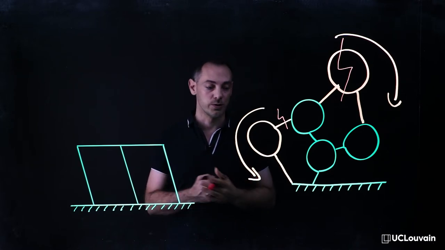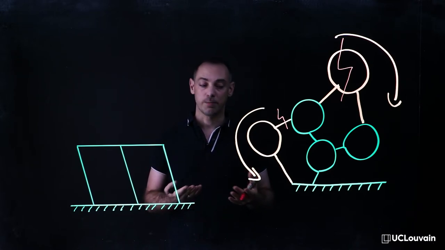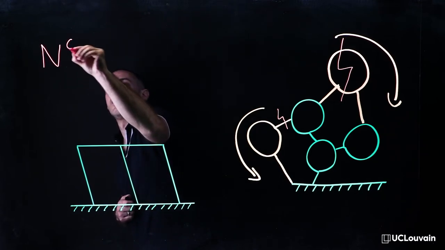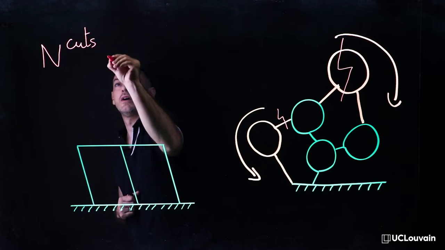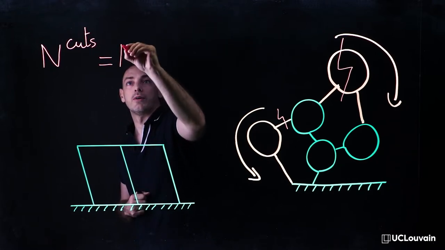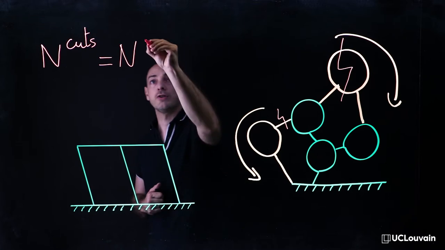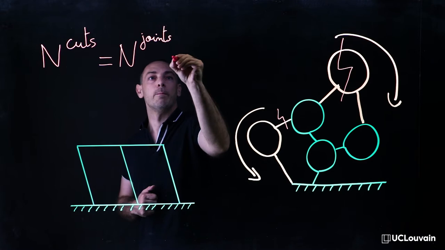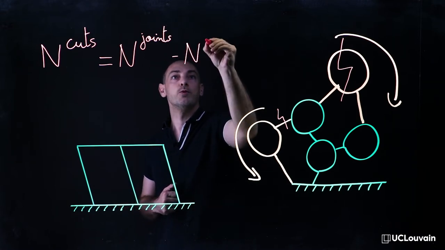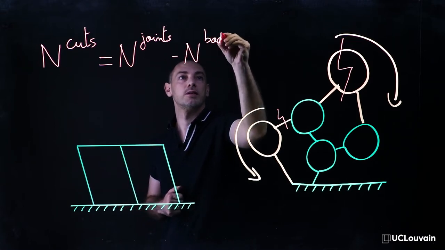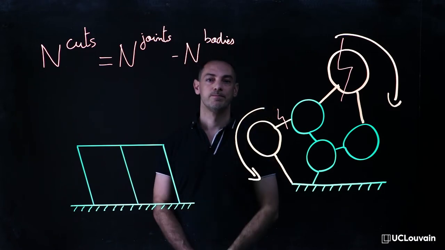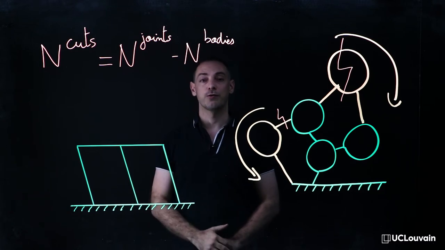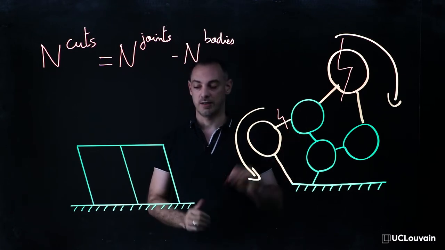How many cuts do we do? The formula is simple. The number of cuts is equal to the number of physical joints minus the number of moving physical bodies. This number corresponds to the minimal number of cuts to restore a tree-like system.